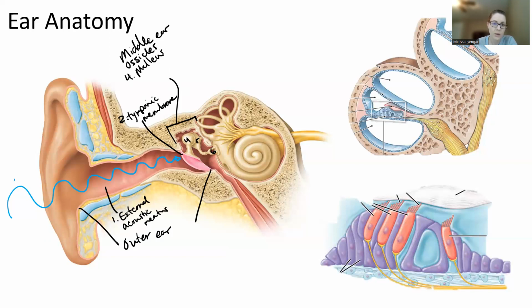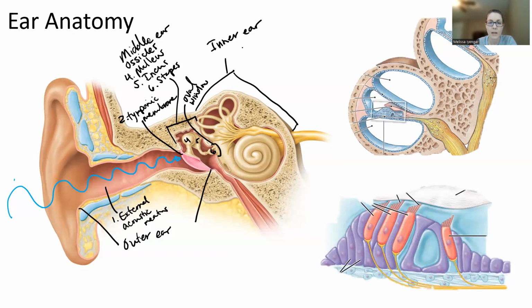The malleus is going to vibrate, and that causes the vibration of the incus. And then we're going to have number 6, which is the vibration of the stapes. The stapes is going to sit right here in a part called the oval window, which is basically right behind this organ, which is actually part of the inner ear, which is inside of the temporal bone.